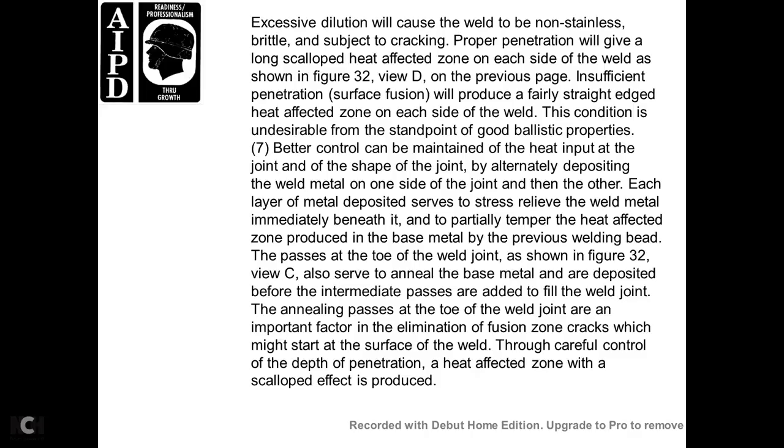Better control can be maintained of the heat input of the joint with the shape of the joint, and by alternately depositing the weld metal on one side of the joint and then the other. Each layer of the metal deposit applies a severe stress to relieve the weld metal immediately beneath it. The material is partially tempered by the heat affected zone produced in the base metal previous to welding. The passage of the toe weld of the joint shown in figure 32, view C, will also serve to anneal the base joint. Base metal deposits before intermediate passes that are added to the fill weld joint anneal the passage of the toe of the weld.